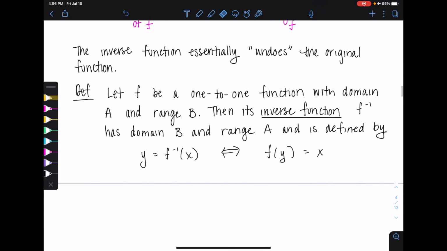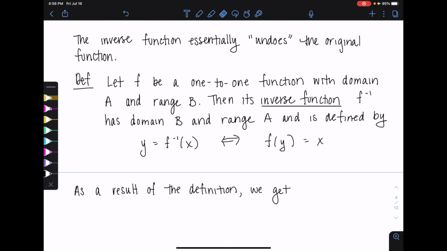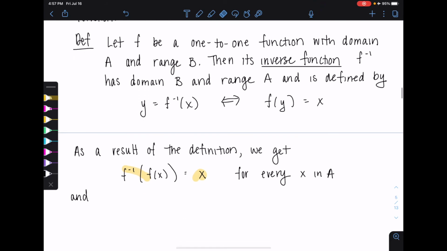So as a result of this definition, we get two things. If I take the inverse and evaluate it at the function, those are going to just cancel each other out, and you land right back where you started. And this is going to be true for every x that's in the domain of f. And likewise, if I take f and evaluate it at the inverse, these will cancel each other out, and you end up back with your input. This holds true for every x in the domain of the inverse, okay?